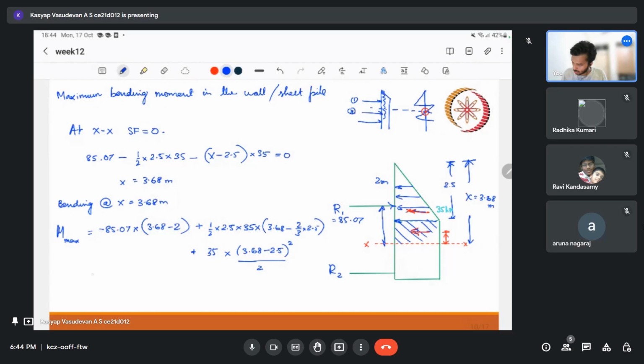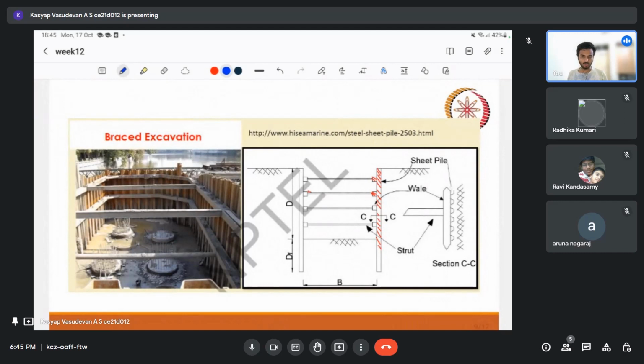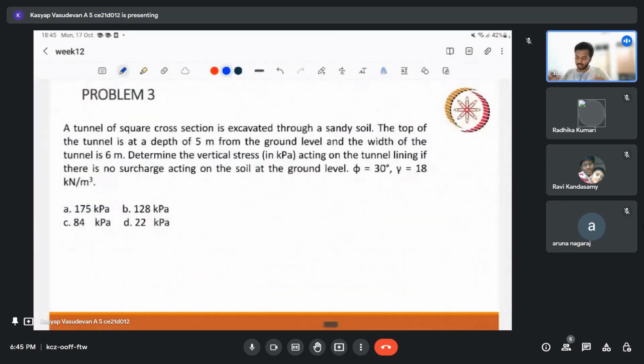If you solve this, you will get something like 30.47 kilonewton meter. So I can select a sheet pile wall section that can resist a moment of 30.47, because that is the maximum moment we are expecting at this particular depth, that is 3.68. So these are simple. If you know the basic SFD BMD things, we can solve these. The idea is we need to know these forces and moments so that we can select these members: the sheet pile wall, our wale beams, and our struts. These three members we should be able to select the sections for. That is the idea. Jumping to the next problem.